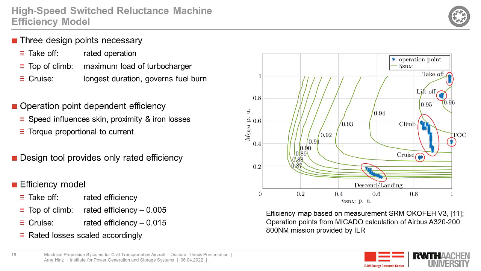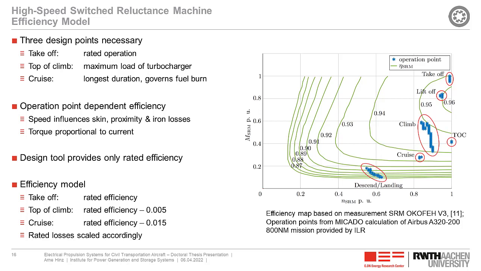Since we are not only interested in rated operation, which corresponds to operation during takeoff, but also in partial load operations as during top of climb, and especially during cruise, which is the flight status which governs the fuel burn of the aircraft, we need some information about the partial load behavior of the switched reluctance machine.